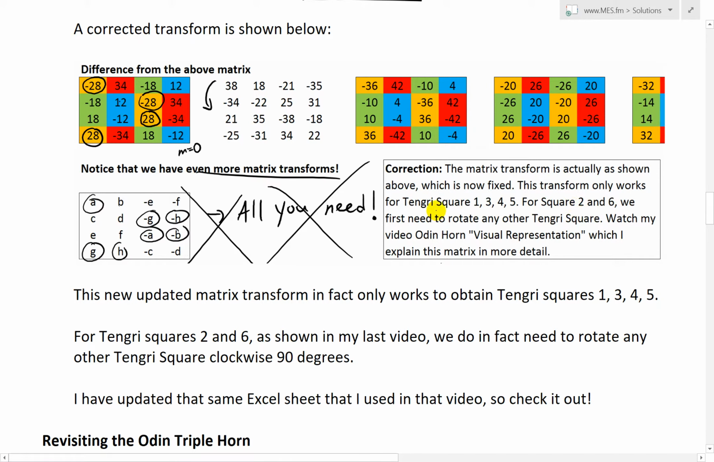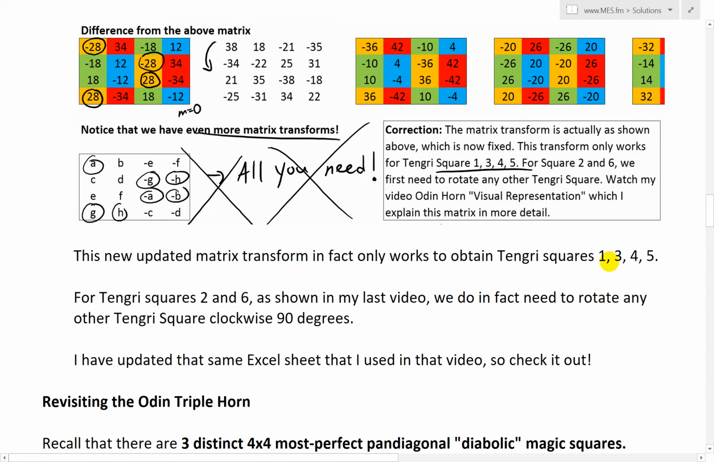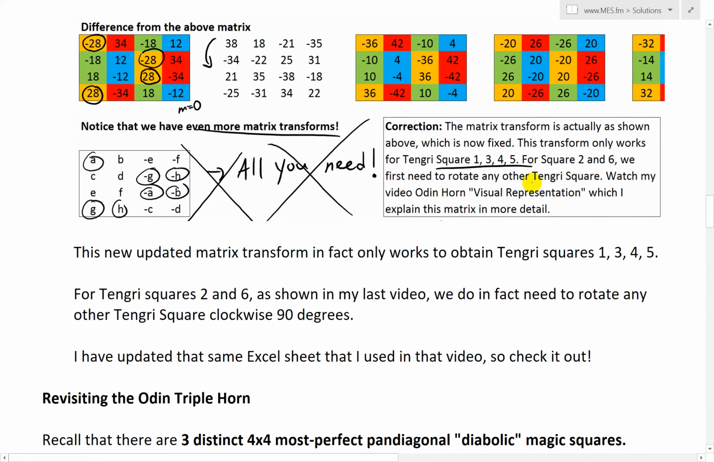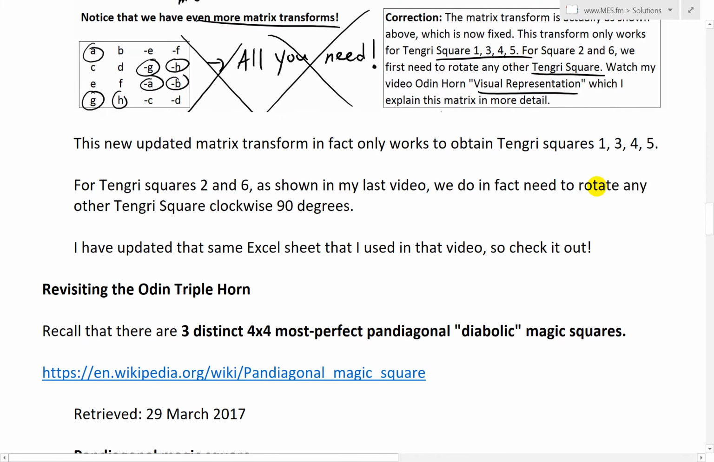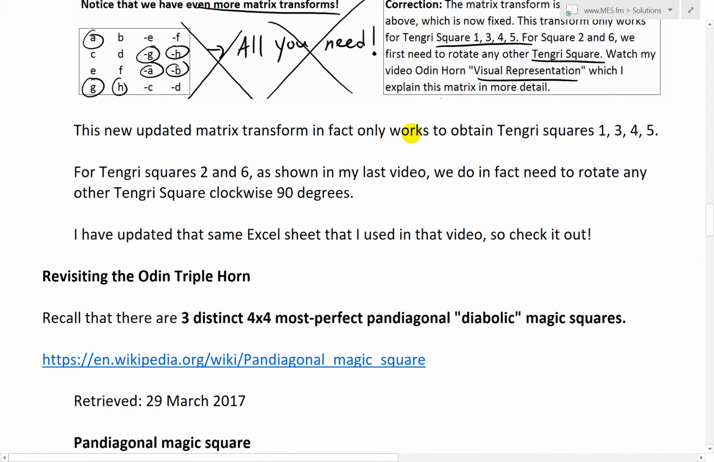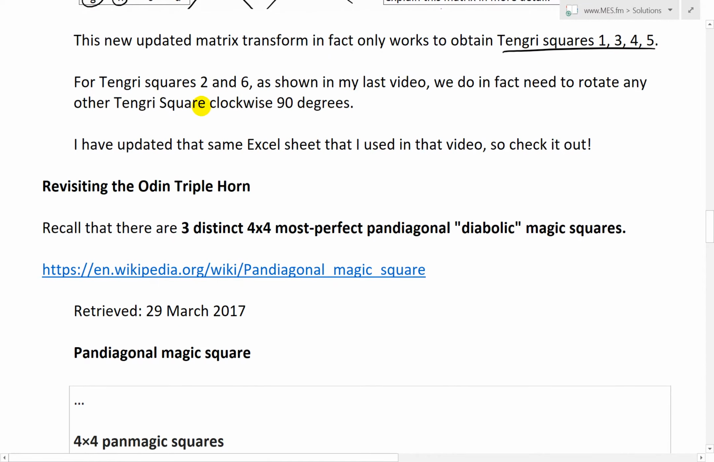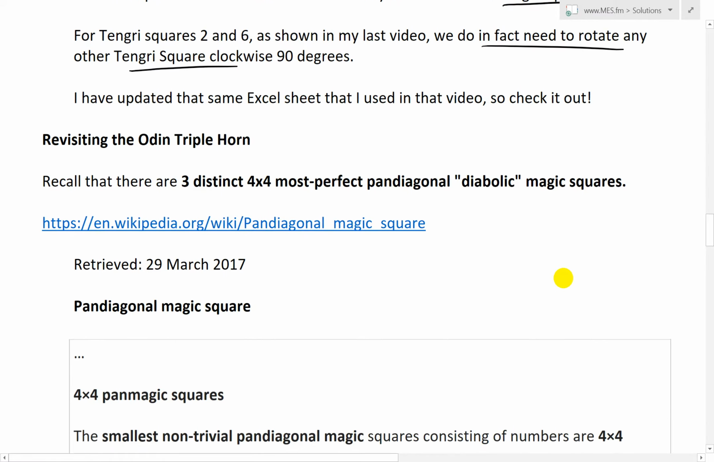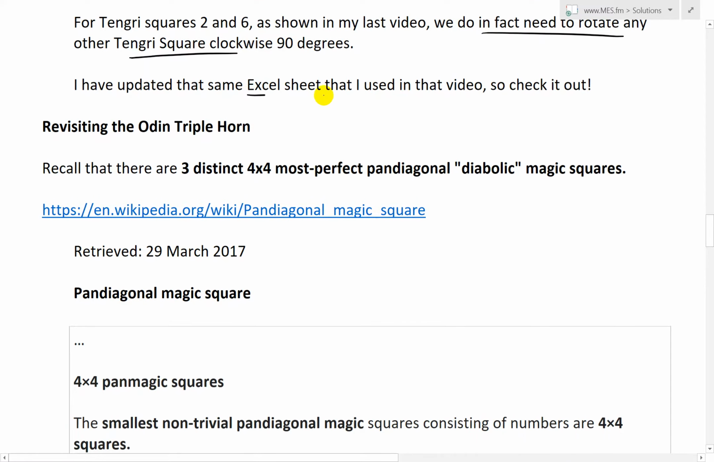This transform only works for Tengri squares 1, 3, 4, 5. For squares 2 and 6, we first need to rotate any other Tengri square. So watch my video, Odin's Horn Visual Representation. That's this video, in which I explain this matrix in more detail. So this updated matrix transform only works to obtain Tengri squares 1, 3, 4, 5. For Tengri squares 2 and 6, again, as shown in my last video, we do in fact need to rotate any other Tengri square clockwise 90 degrees. And I've updated that Excel sheet that I used in that video, so check it out.